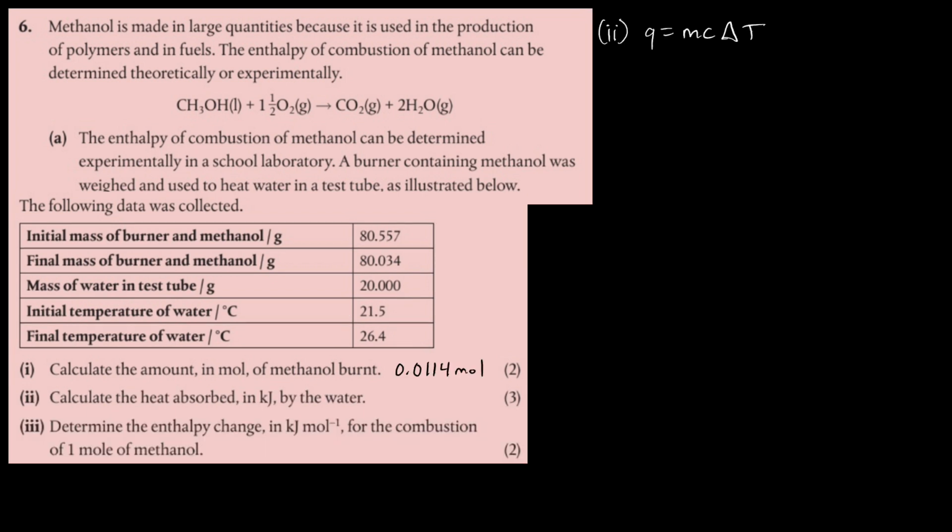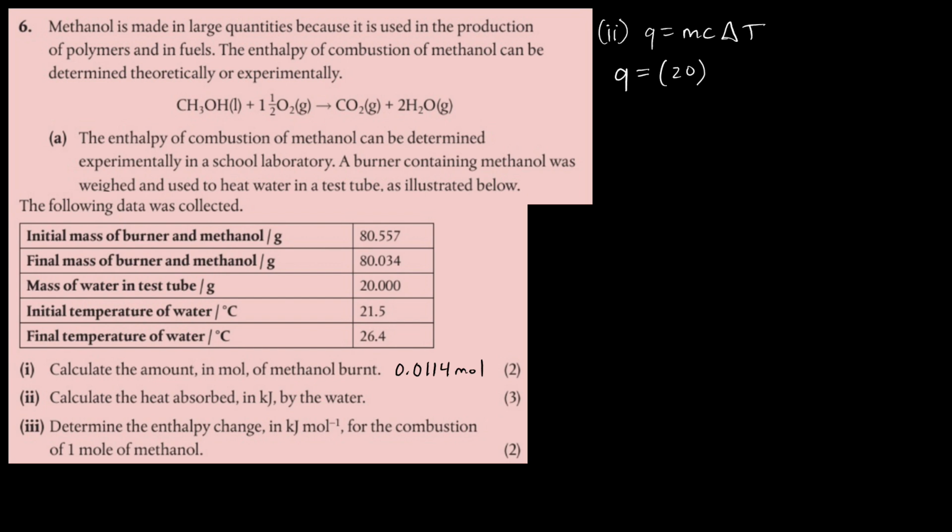So the second part of A says calculate the heat absorbed in kilojoules by the water. So it's going to be using Q equals mc delta T. So we are solving for Q. We have a mass of 20 grams of water. Remember, when we're getting this heat absorbed, it's the heat absorbed by the water. So we're looking at the mass of the water, the specific heat of water, and the change in temperature of the water. So everything is about the water.